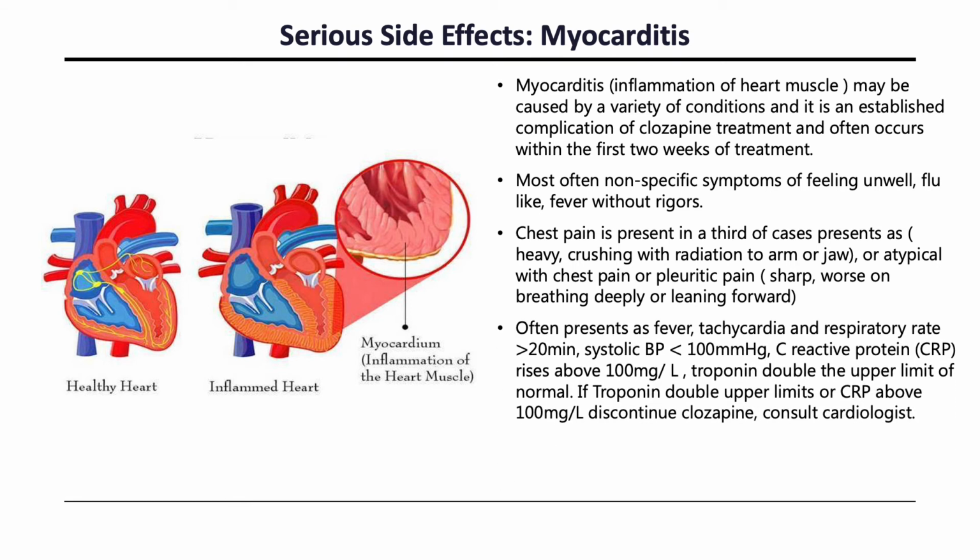It often presents as fever, tachycardia, with an increased respiratory rate of more than 20 breaths per minute, a decreased systolic blood pressure of less than 100, and rises in the CRP above 100 milligrams per litre, or double the upper limit of normal in the troponin have also been seen. If either the troponin double upper limit or CRP above 100 milligrams per litre are seen, discontinue clozapine and consult a cardiologist.